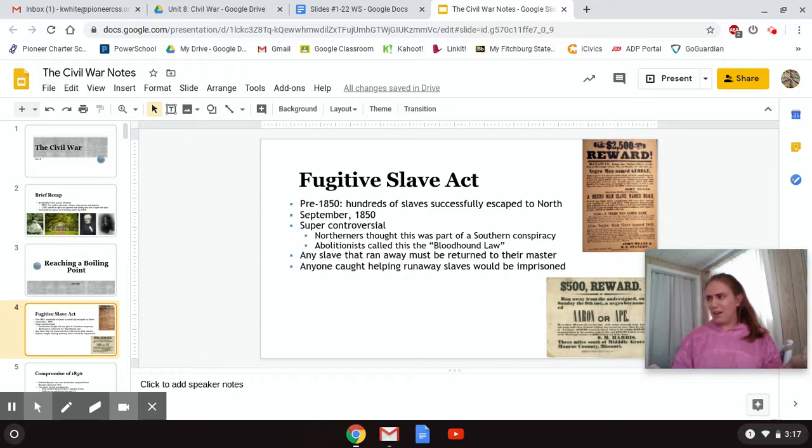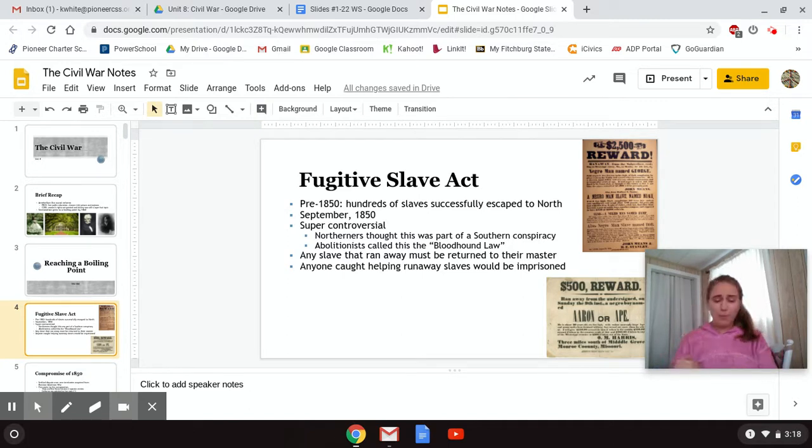But still, a lot of people in the North were abolitionists. They didn't like slavery. I ain't returning your slave. They're real people. I'm not giving them back to you so they can go back to some terrible life. So screw you. So in 1850, we got something called the Fugitive Slave Act, making it a requirement that the Northerners had to return any runaway slaves. Otherwise, they would face a penalty by the federal government.